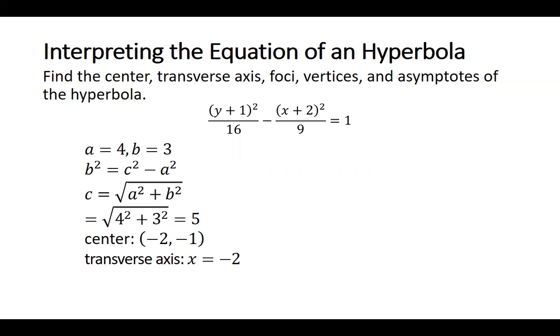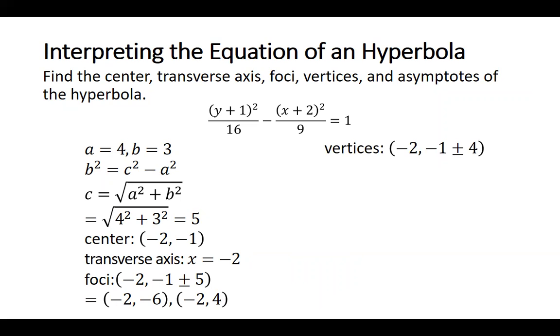So the foci X is going to be -2, but we're going to shift the center up and down by 5. So foci are going to be at -2, -1, plus or minus 5, or at -2, 6, and -2, 4. The vertices are also going to be shifted up and down. So they're going to be at -2, and then -1 plus or minus A. So plus or minus 4, giving us -2, -5, and -2, 3.